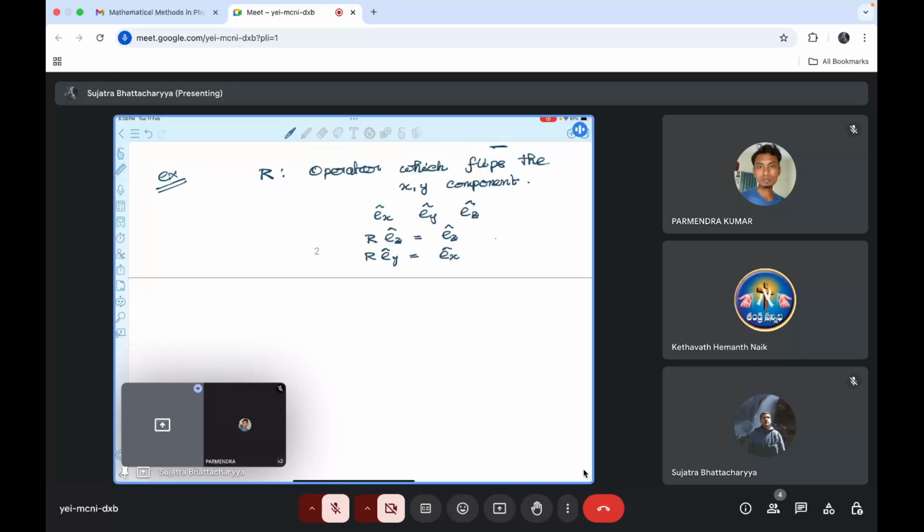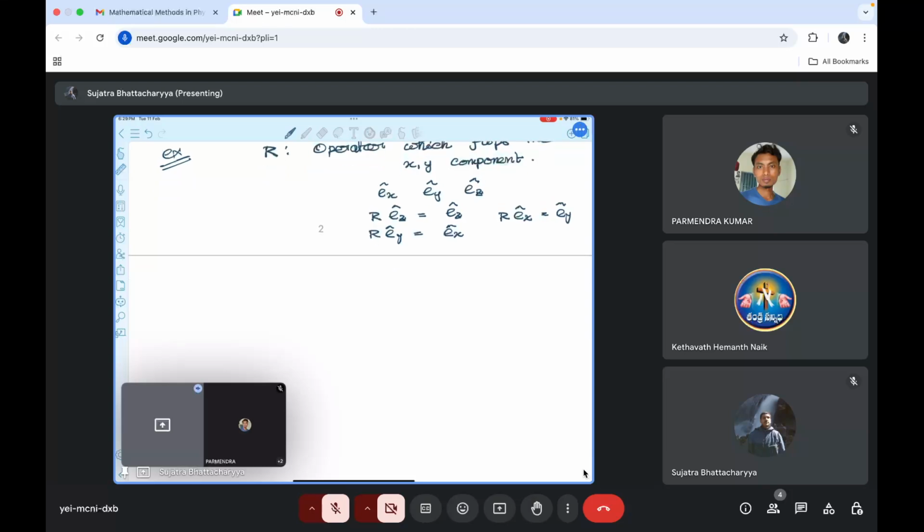This is a flipping which is there, and r on ex hat will give ey hat. So it's a flipping vector. If you are in the x direction, you will flip it into the y direction. If you are in the y direction, it will flip it into the x direction. Z has no change because this works on the xy component only. That's all. Okay, so this is an example. Now, another interesting thing is that this is another example.